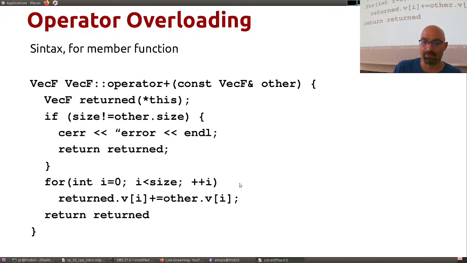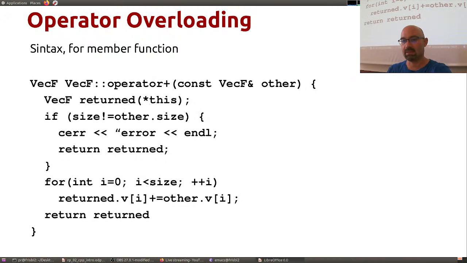Otherwise, trivially, you loop through all elements of self and you do a plus equal of the corresponding element of other, and then at the very end you return the vector that you have created for the addition. In this way you could write v1 plus v2, and the system will digest it. Clear?